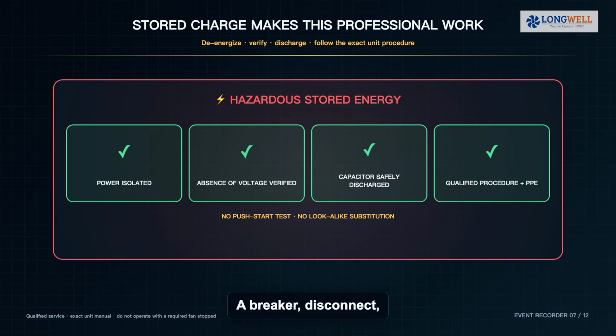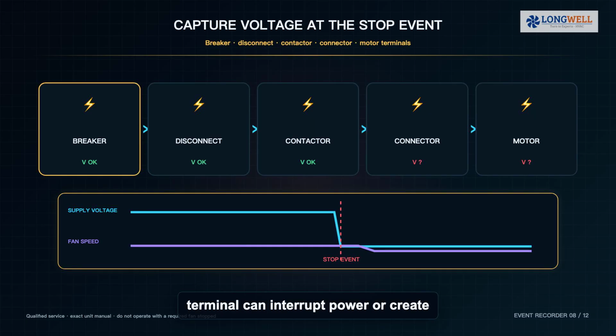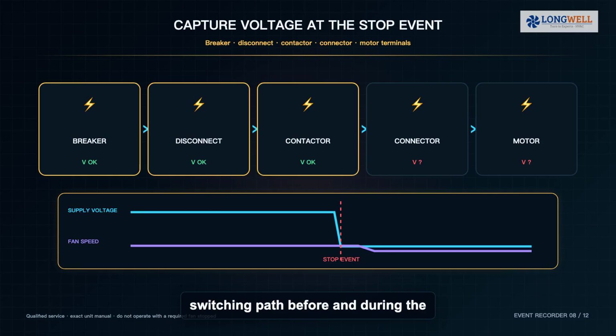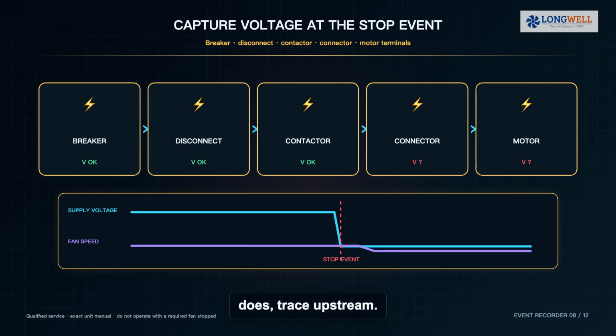A breaker, disconnect, contactor, relay, connector or loose terminal can interrupt power or create heat. Measure supply on both sides of the switching path before and during the failure, using rated instruments and safe procedures. If voltage disappears before speed does, trace upstream. If correct supply remains at the motor while the command is present and speed collapses, the evidence points farther downstream. Repeatedly resetting a tripped breaker is not diagnosis.